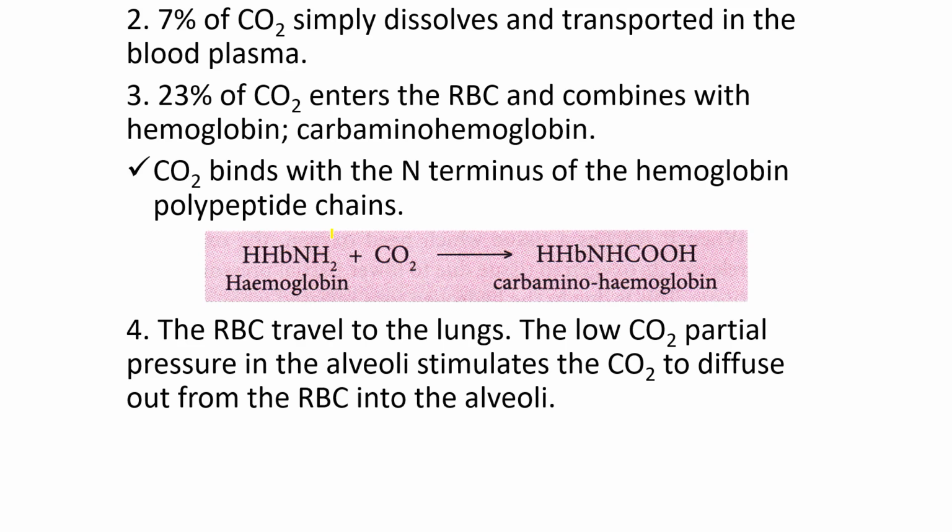Remember, in active respiring tissues, the partial pressure of carbon dioxide is relatively high, and this carbaminohemoglobin, as well as the hydrogen carbonate ions in the blood plasma, and the carbon dioxide that simply diffuses into the blood plasma, will be transported all the way to the lungs. Now in the lungs, the carbon dioxide partial pressure is low, because the lungs are the place where the gas exchange of oxygen and carbon dioxide occurs.